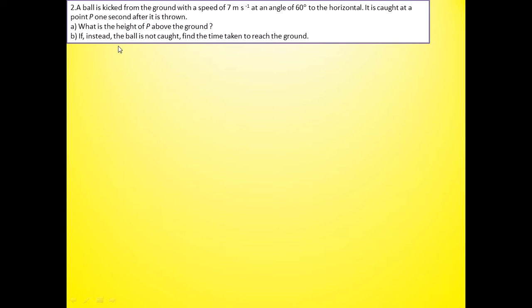Okay, so we're now going to do the ball kicked above the ground. Speed is 7 meters per second. So the first thing is that we need to draw a diagram. So we have a ball being kicked, 7 meters per second. So we've got it initially going off at 7 and it creates a 60-degree angle to the horizontal.